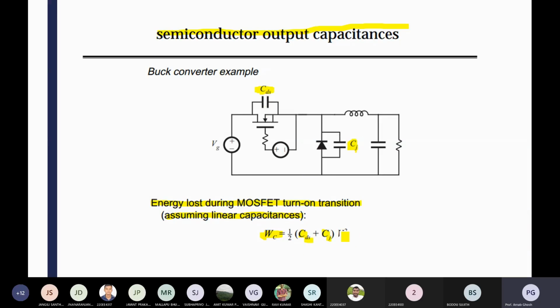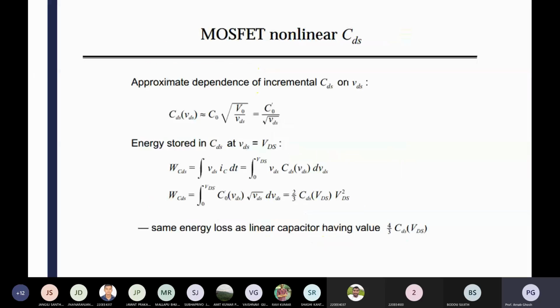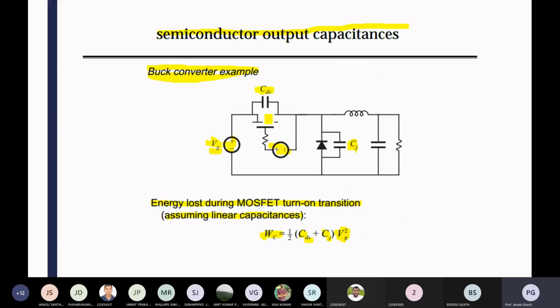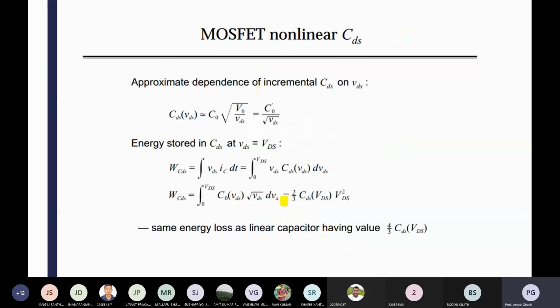In the case of a buck converter, you can get such examples, such types of operation. Based on the statement I made, you are getting that amount of losses. The MOSFET is non-linear. If initially you considered it a linear capacitance, now if it is a non-linear CDS, what type of expression will you get? That depends on the internal CDS and VDS.